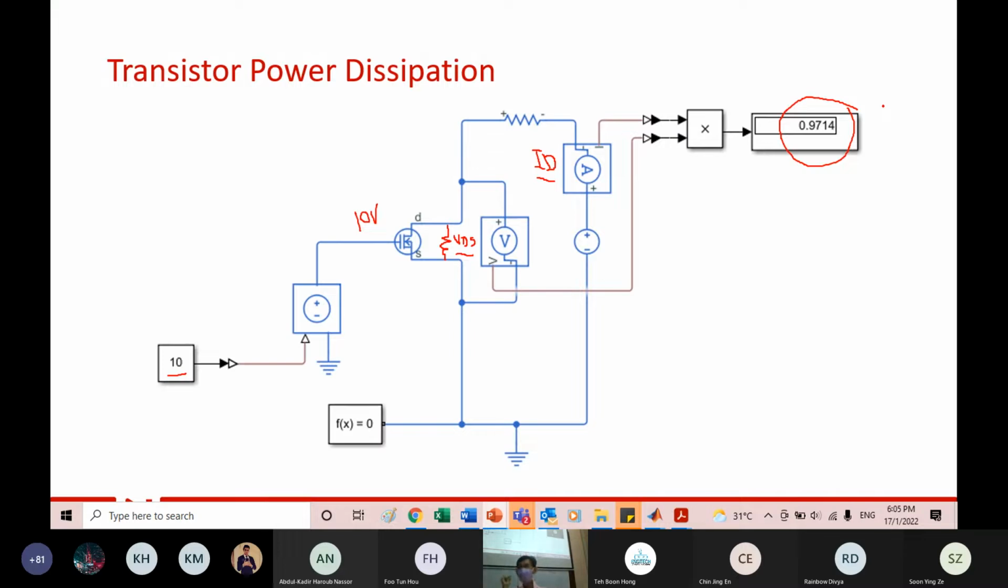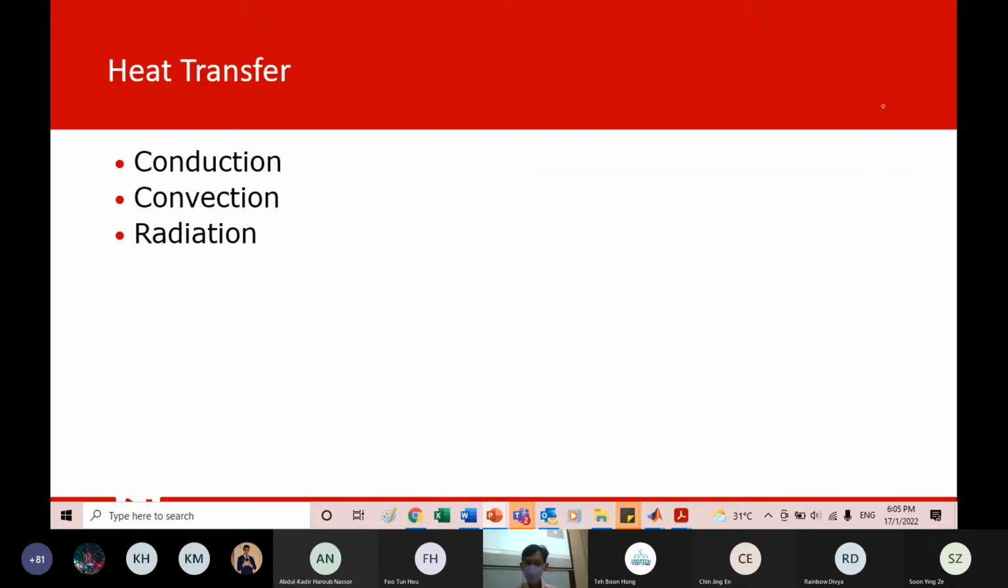So again, even without any switching, you just turn it on like that, it will dissipate power. And this power is released in the form of heat. Now, what to do with the heat? This is to do with heat transfer. We know that heat can be transferred in 3 modes: conduction, convection, and radiation. For our case, we only need to look at the first 2.